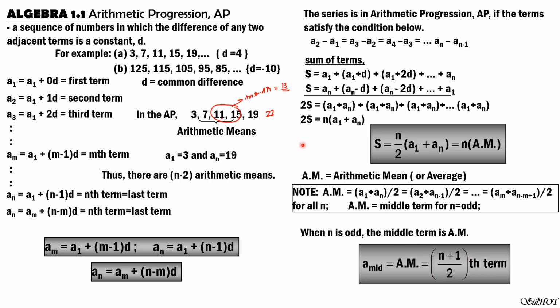To check, for example, for 3, 7, 11, 15, 19, 11 is the arithmetic mean or the middle term. Then it is equal to the term number 5 plus 1 over 2, because n is 5. That's the third term. So 11 is the third term for this example.